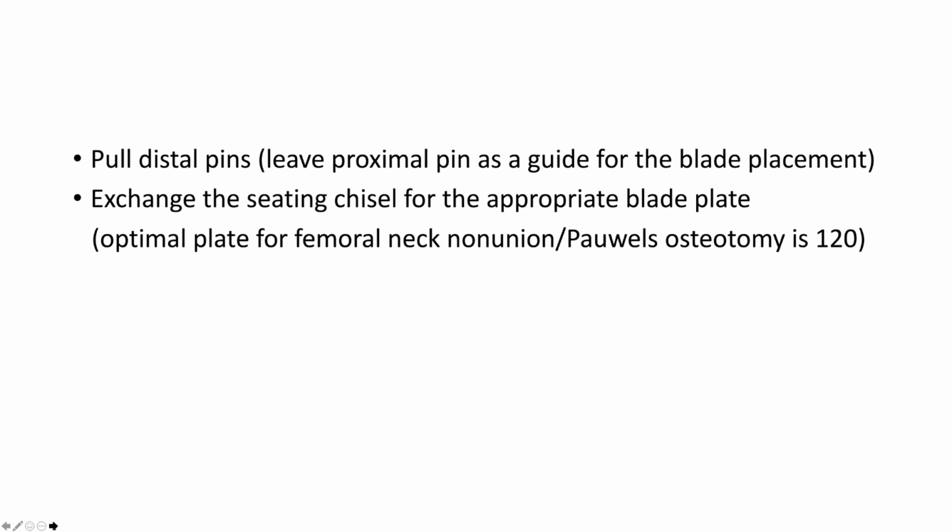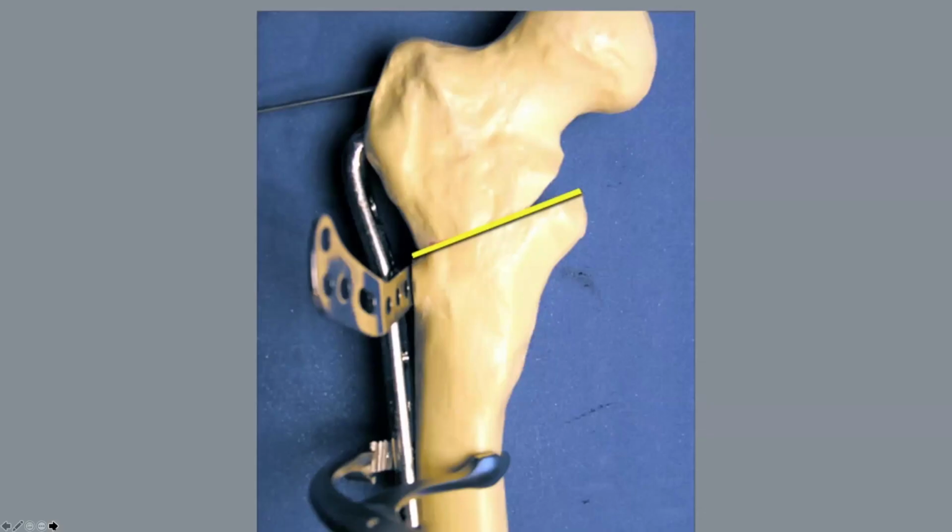In general, the optimal plate for femoral neck non-unions or Powell osteotomies is most commonly the 120-degree plate. And that's because, as Keith said, you're generally shooting about a 25-degree and sort of maximally a 30-degree correction. For me, it's extremely rare to be doing anything more than 30 degrees. So most of the time I'm landing on a 120-degree blade plate.